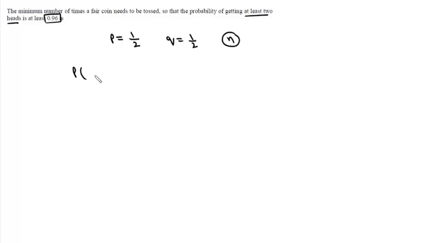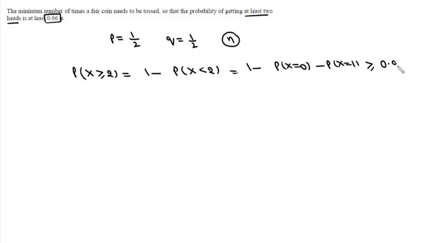Now we need to find this probability that x is greater than or equal to 2. Now we can write this as 1 minus probability of x less than 2. So it will be 1 minus probability x equals 0 minus probability x equals 1. Now it says this probability is at least 0.96. So we can write 1 minus, now probability of x equal to 0 is nC0 1 by 2 to the power n minus nC1 1 upon 2 to the power n, and it should be greater than or equal to 0.96.